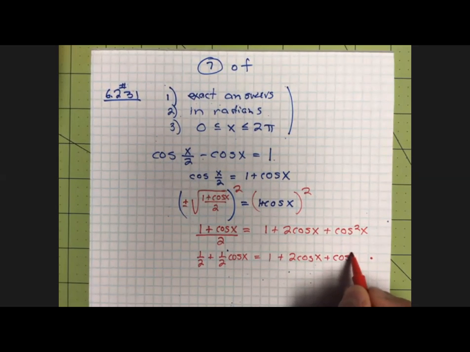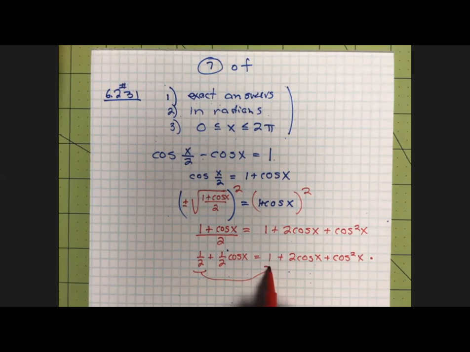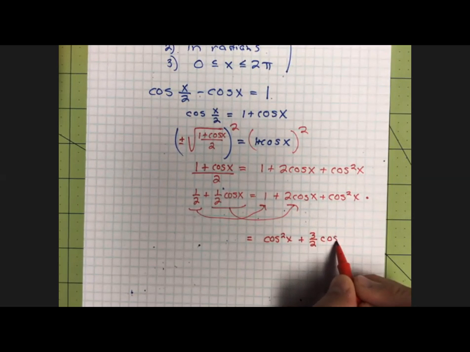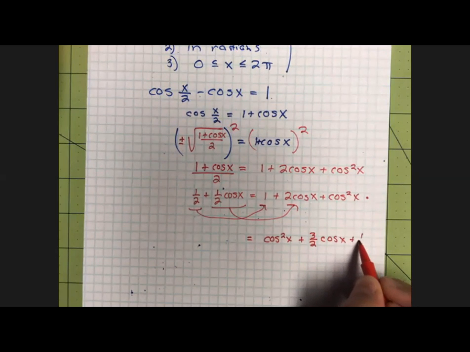Plus cos squared x. So now I'm going to bring the half over here. I'm going to bring the half cos x over here. That's 2 subtractions. I'm going to write this in order. Cosine squared x plus 3/2 cos x plus 1/2.